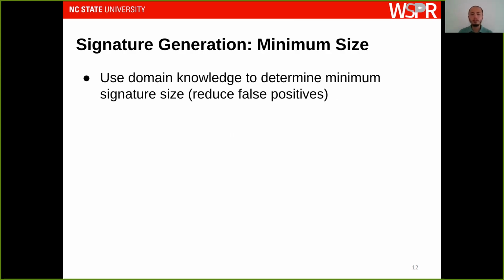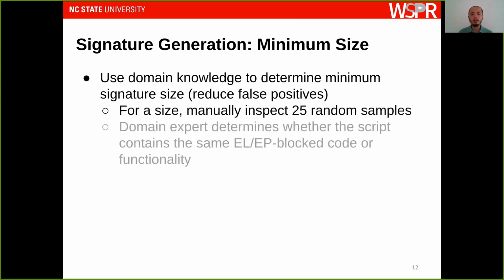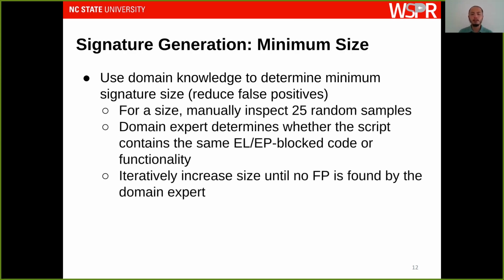So the way we determine the minimum size is to use an iterative approach. So basically, we're going to start at a very small minimum size, and then we're going to manually inspect random samples of the scripts which are matched by the signatures. And if we find a false positive during this manual inspection, then we're going to increase the minimum size and then try the whole process again. So in the end, we arrived at a final minimum size of 13 edges and 4 nodes.